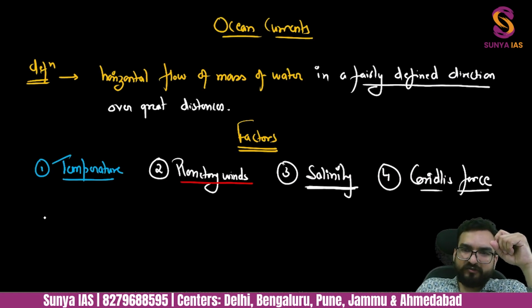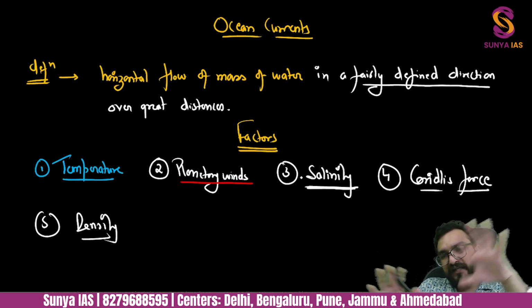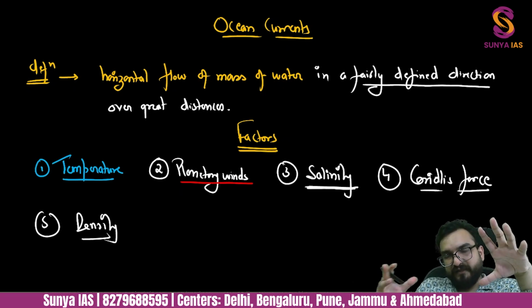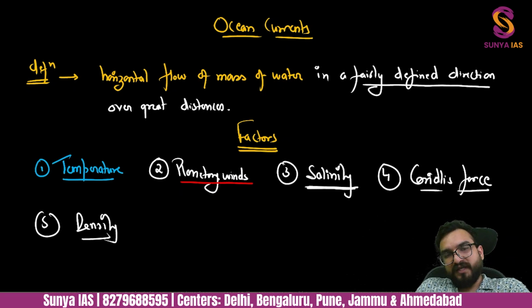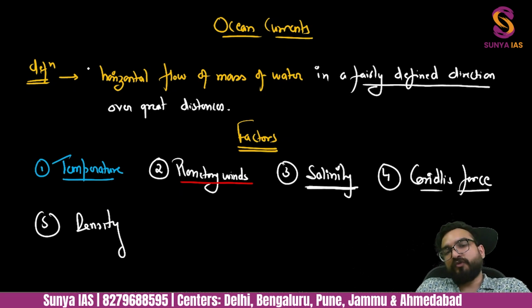Rest of the factors they also mention, like the fifth factor, density. Now density, temperature and salinity are all connected. You will be seeing less dense areas and high dense areas, right? Water will be moving from high density to low density areas, right? So these are the factors you have seen in the generation of ocean currents.